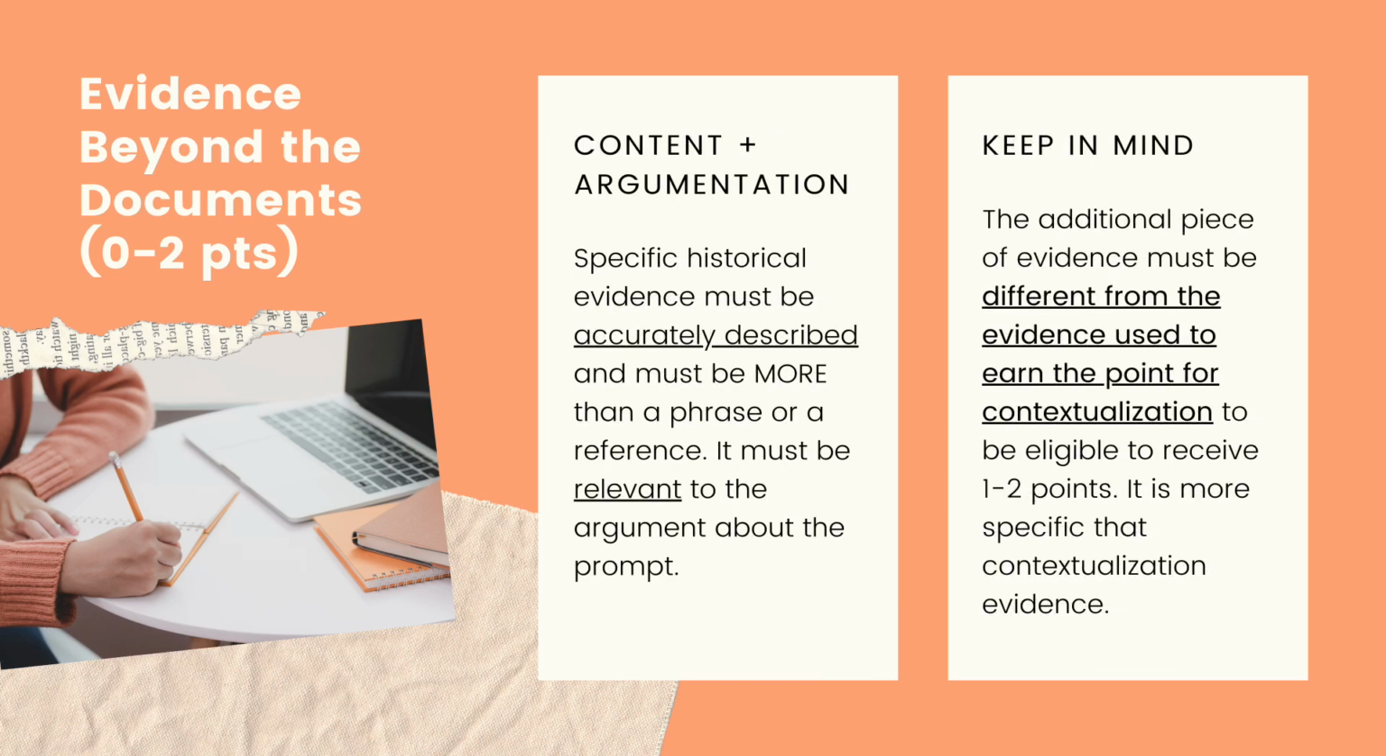Let's move on to some guidelines for outside evidence. Content and argumentation. Specific historical evidence must be accurately described, so you have to know your stuff. And it has to be more than a phrase or a reference, so it has to be specific. It also has to be relevant to the prompt, so you need to know your stuff, especially about the time period and stuff relevant to the prompt. Keep in mind this evidence has to be outside of the contextualization evidence. It is usually more specific than the contextualization evidence, to differentiate the 2.